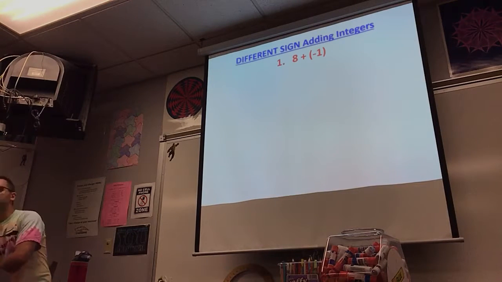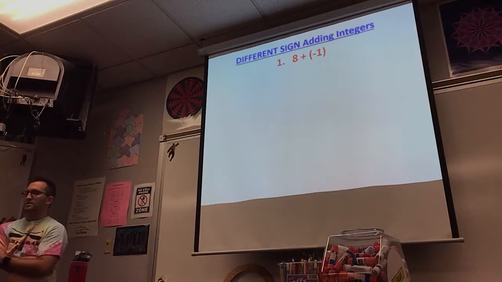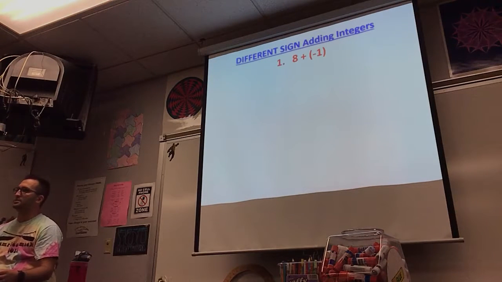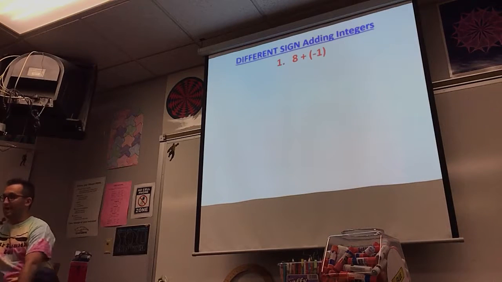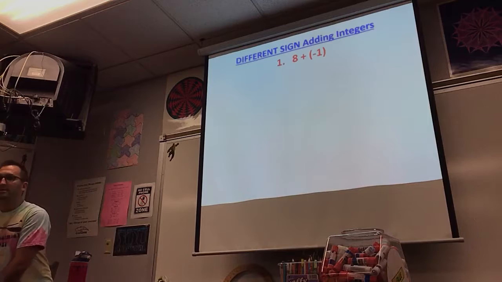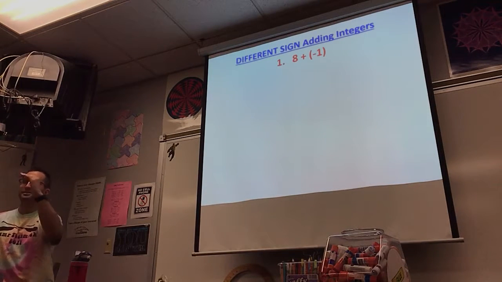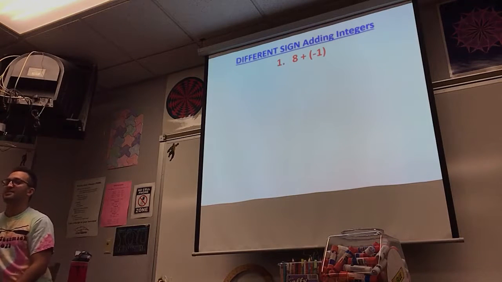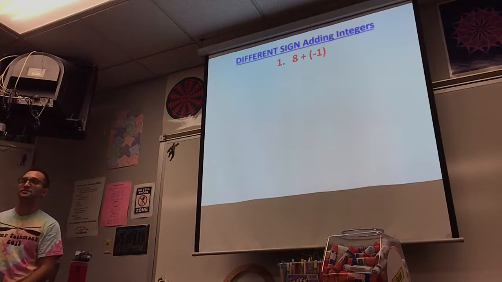Different sign, adding integers. 8 plus negative 1. Same signs or different signs? So different signs, what do we do? Subtract the two numbers. So we get 7. And then what? Ladies and gentlemen, you literally just wrote it down. It's step 2. Keep the sign of the bigger one. Which one's bigger? 8. So the positive team has more. So our answer is 7.